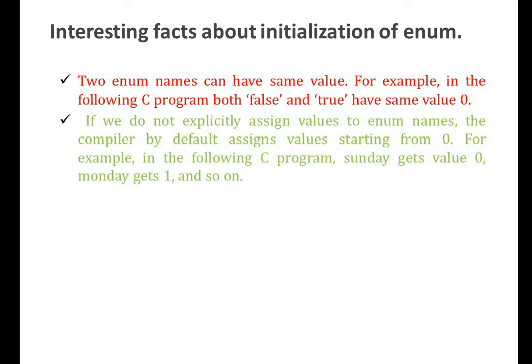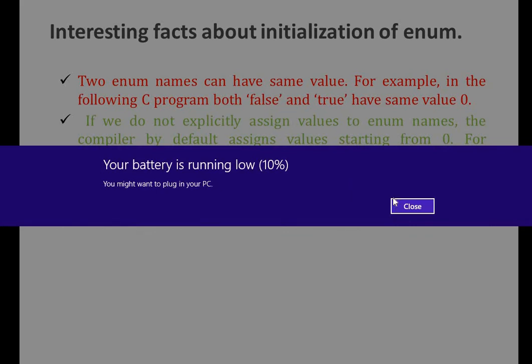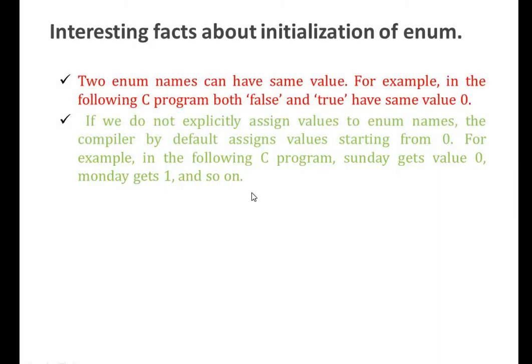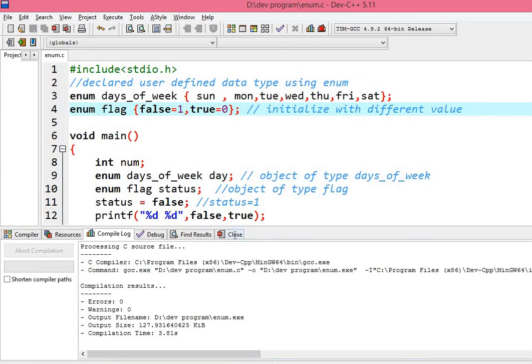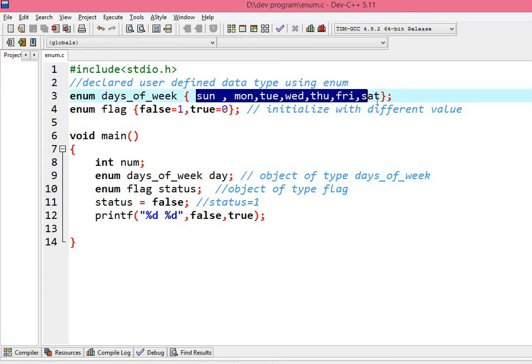Now after that, if we do not explicitly assign a value to an enum, the compiler by default assigns values starting from 0. For example, Sunday gets the default value 0, Monday will get the value incremented by 1 from the previous one, so that is 1, and so on. Now what will I do? I will access this whole enumerator using a for loop. Yes, I can do that.